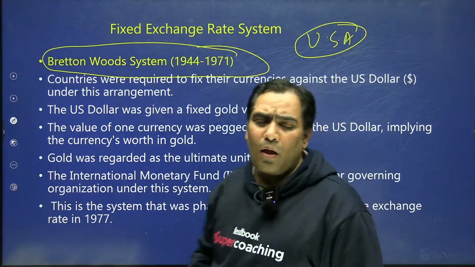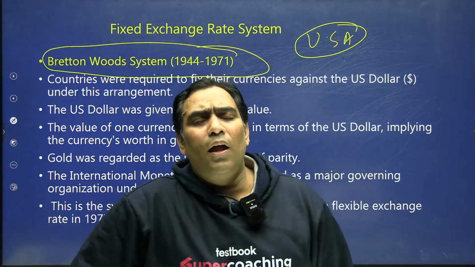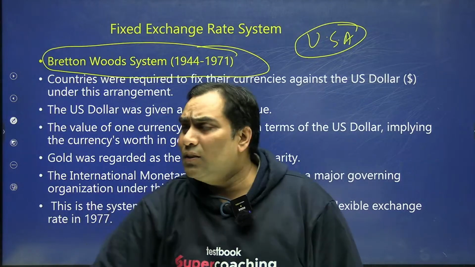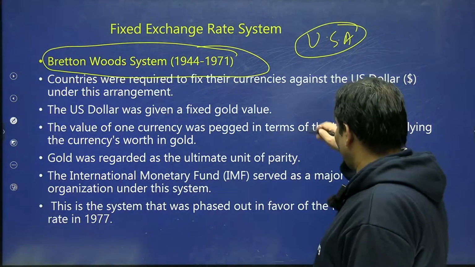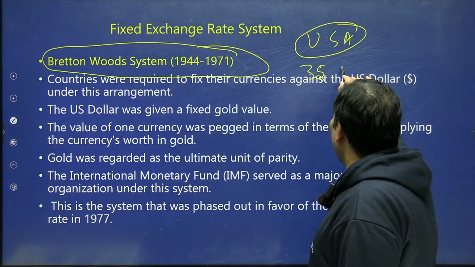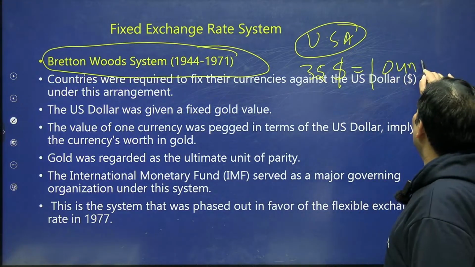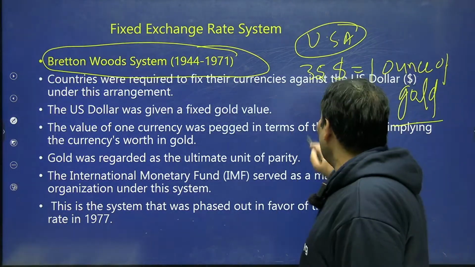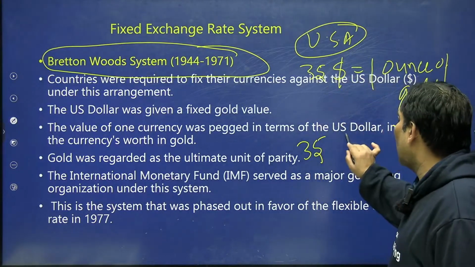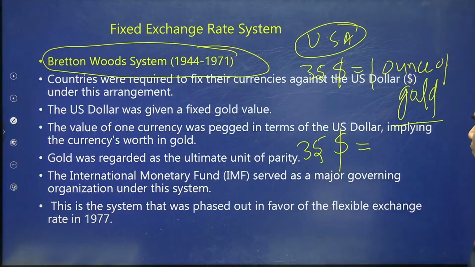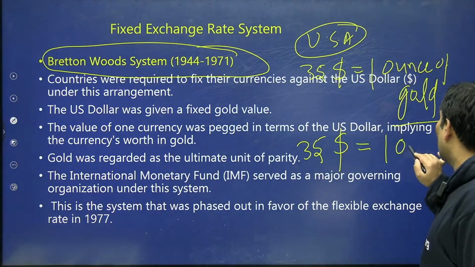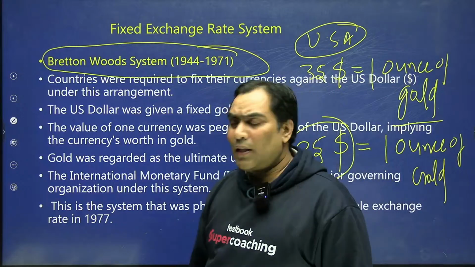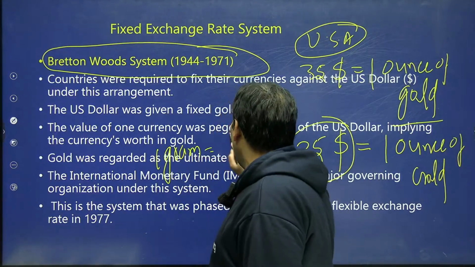USA allowed full convertibility of the dollar. What is the meaning of it? That means they fixed $35 equal to 1 ounce of gold. They fixed the value of their dollar. That means by having $35, people or countries were in a position to get 1 ounce of gold from USA. So the value of 1 gram of gold is equal to 1 upon $35.